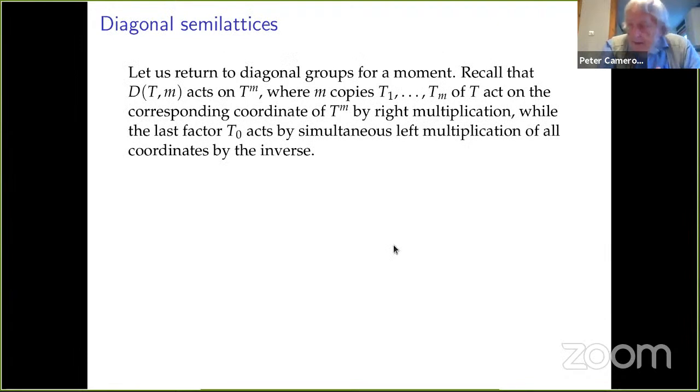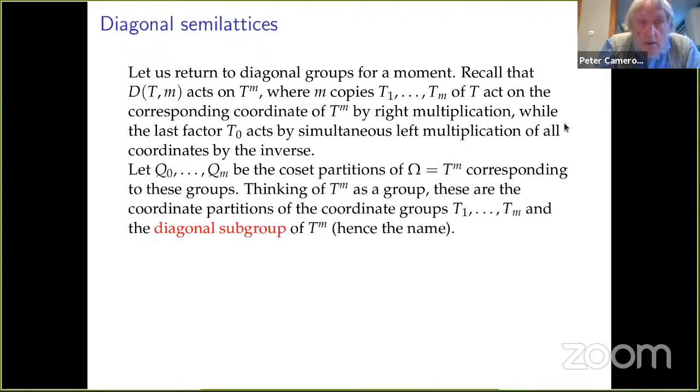So now to diagonal semilattices. The diagonal group acts on T to the M, and you remember that we have M copies of T acting by right multiplication and an additional factor T zero acting by simultaneous left multiplication. So I'm going to take all the coset partitions of these M plus one subgroups. So I've got T1 to TM and T zero, and they're subgroups of T to the M. So they will have coset partitions.